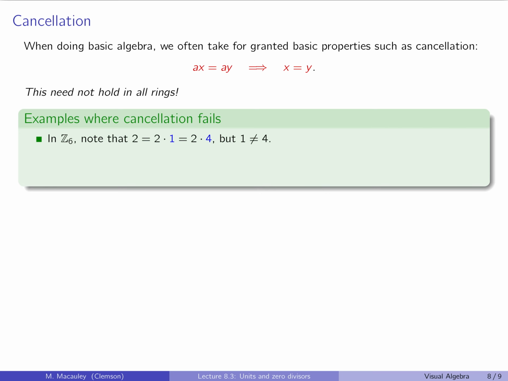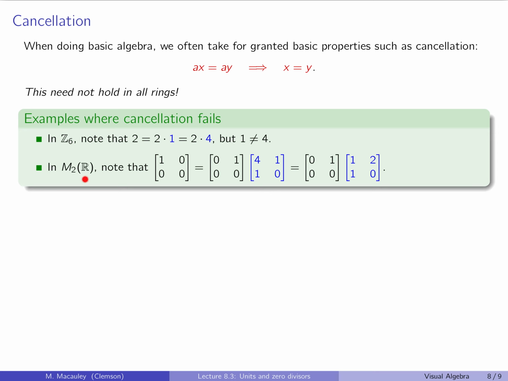For example, in Z6, 2 is just 2 times 1. But it's also 2 times 4, because 2 times 4 is 8, which is 2 mod 6. But 1 and 4 are not the same. So this is an example where 2 times 1 equals 2 times 4, but 1 is not equal to 4. In the ring of 2 by 2 matrices, it's easy to find examples where you have A times B equals A times C, but B and C are different. And here's one such example of matrices where both products are the matrix 1, 0, 0, 0.